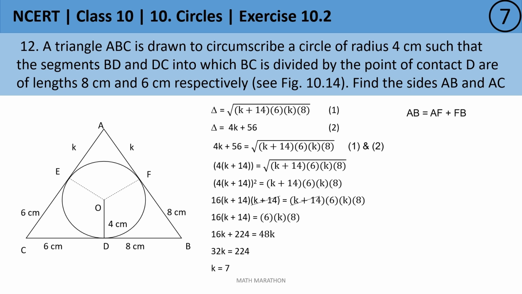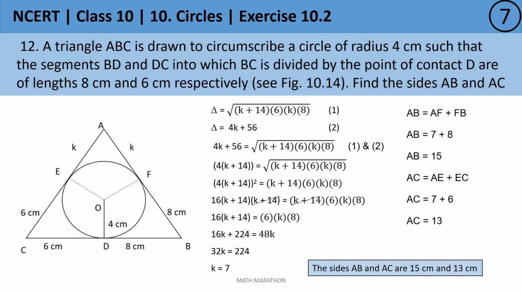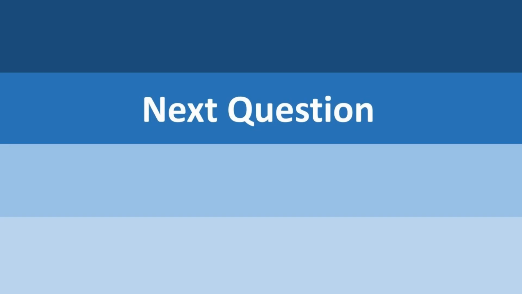AB is equal to AF plus FB. AB is equal to AF, which is K, which is 7, plus FB, which is 8. AB is equal to 15. AC is equal to AE plus EC. AC is equal to AE, which is K, which is 7, plus EC, which is 6. AC is equal to 13. The sides AB and AC are 15 cm and 13 cm. Let us see the next question.